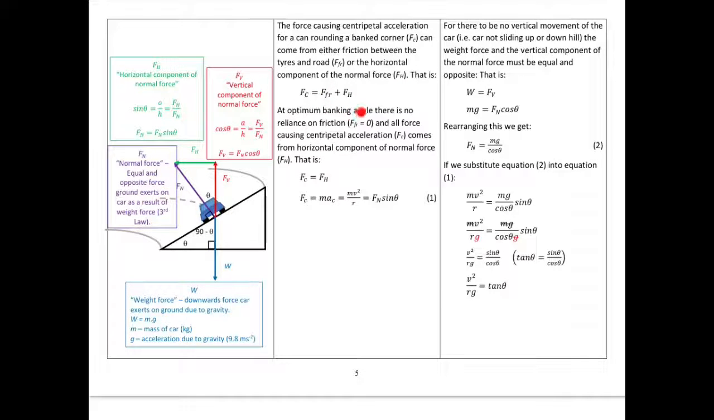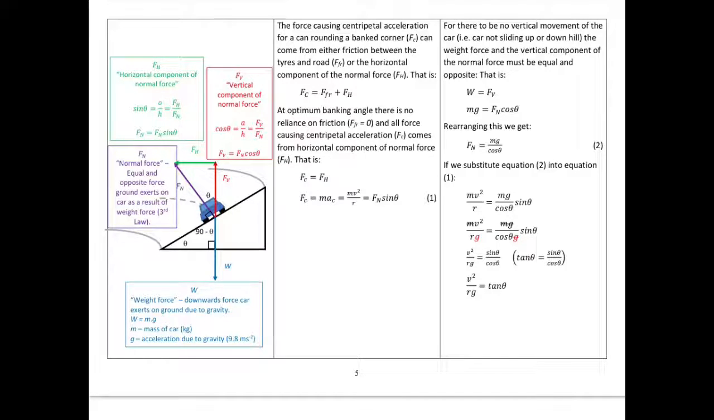So we can assume that the frictional force would be 0, and all the force causing centripetal acceleration comes from the horizontal component of the normal force. That is, FC is all coming from FH. So FC, we talked about this two slides back, is force equals mass times acceleration. The acceleration is v squared on r. So we get this relationship: mv squared on r, which is this force to the centre which causes circular motion, is equal to the horizontal component of the normal force.